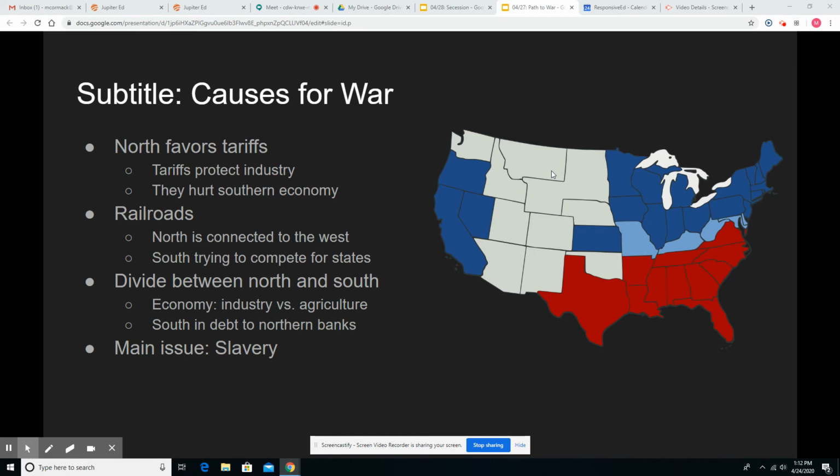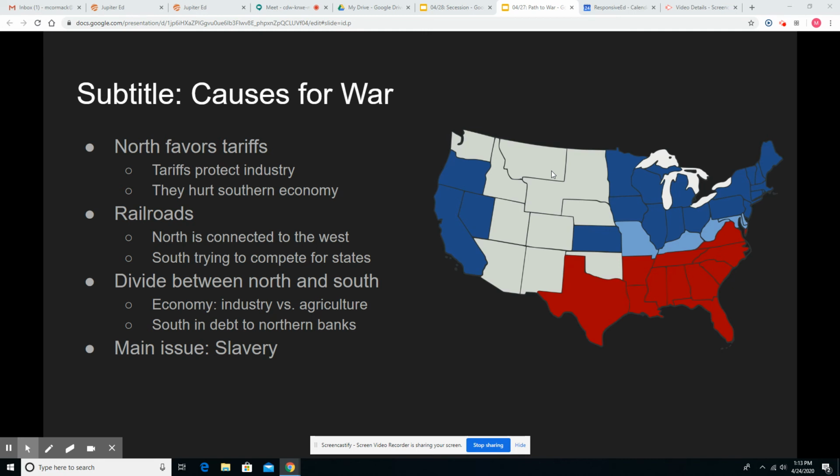That debate is still very much present in the country, and we can see that each side kind of ended up with the North or the South. Industry in the North, agriculture in the South. And these two ways of life are clashing with each other at this point. And that is the main issue that comes into play here.